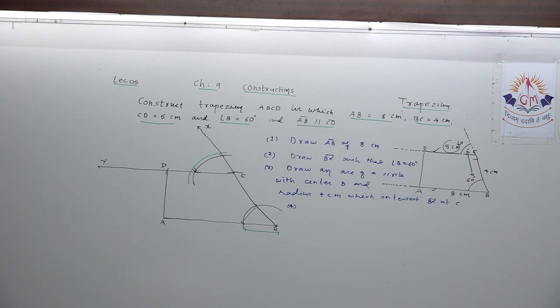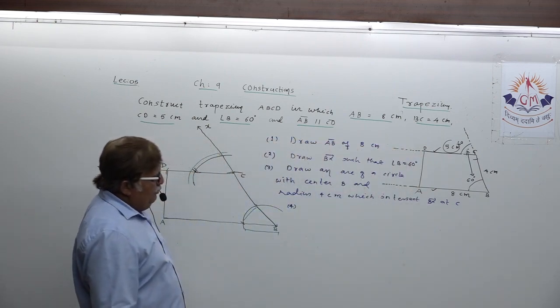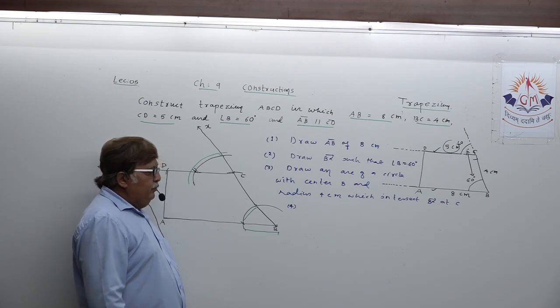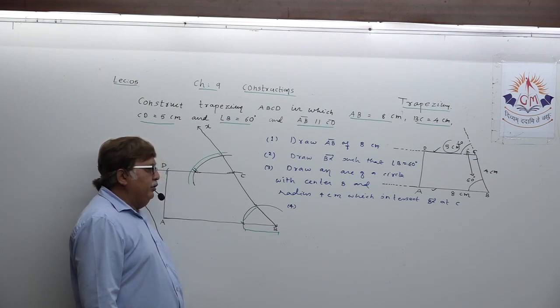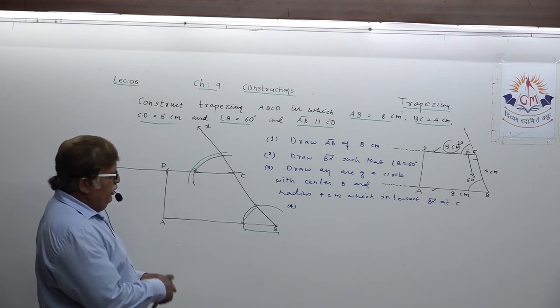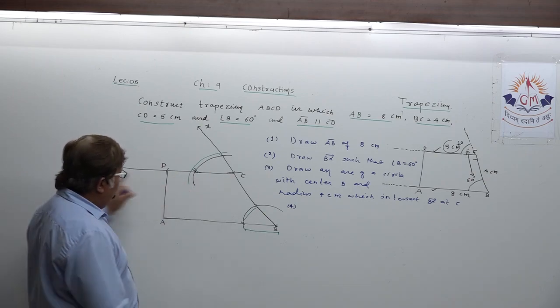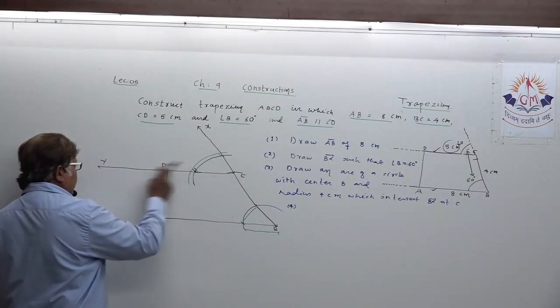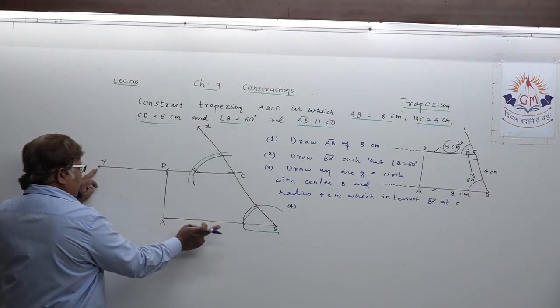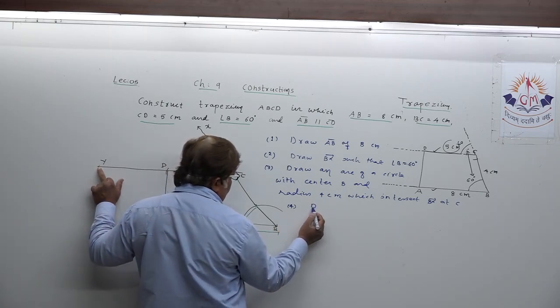Okay. First step, draw AB of 8 centimeter. Draw BX such that angle B equals 60 degree. Draw an arc of a circle with center B and radius 4 centimeter which intersects ray BX at C. Now dear student, very important point. You have constructed ray CY which is parallel to AB. So you have to write it this way.